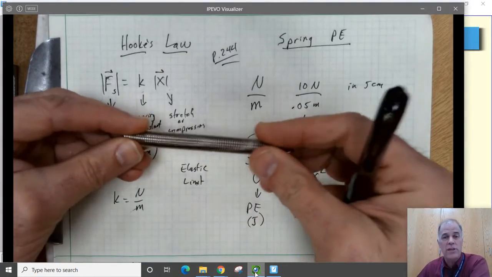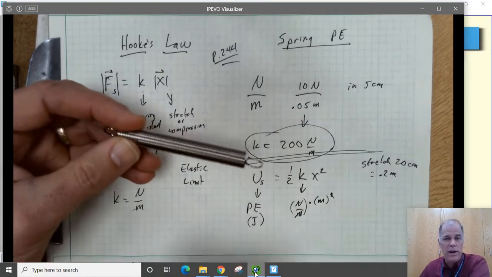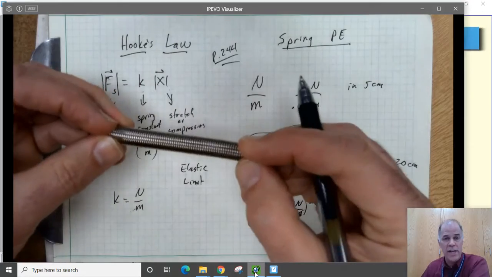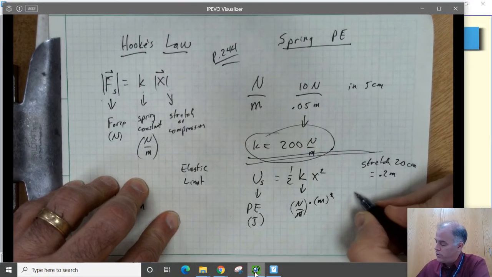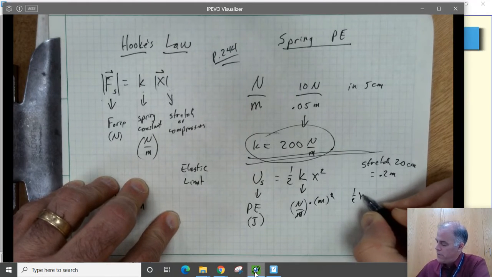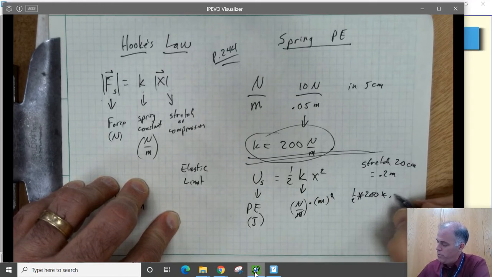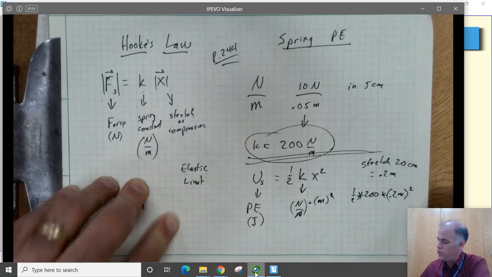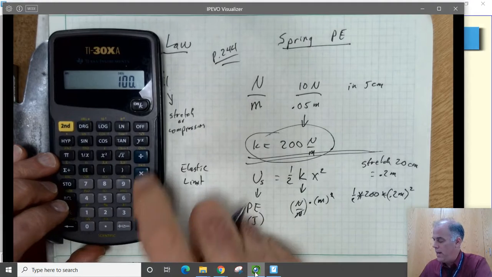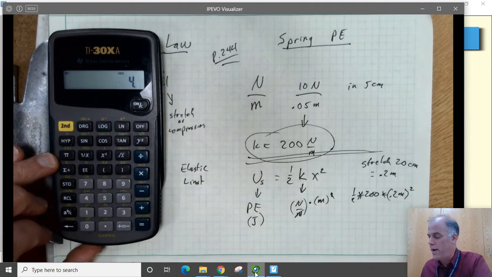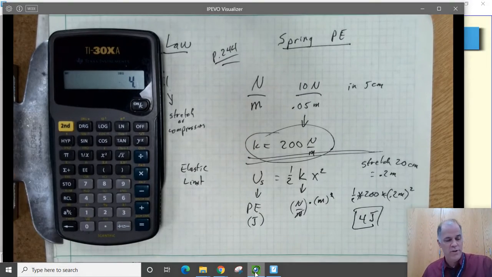Okay, so a spring actually does store energy, and when you release it, it snaps and it does work on whatever it runs into. So the potential energy actually is in the spring, and this is a straight plug and play. So this is going to be 1/2 times 200, because that's our spring constant in this case, times 0.2 meters, and that quantity is squared. And so we get 200 divided by 2 is 100 times 0.2 meters quantity squared, and we get 4 joules. 4 joules of potential energy in this spring.